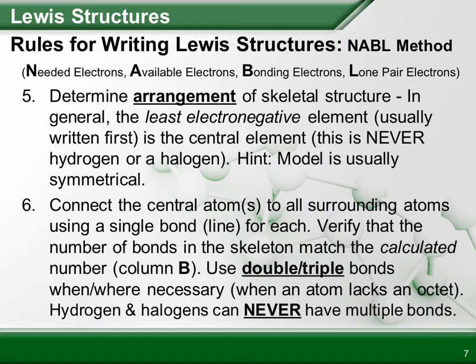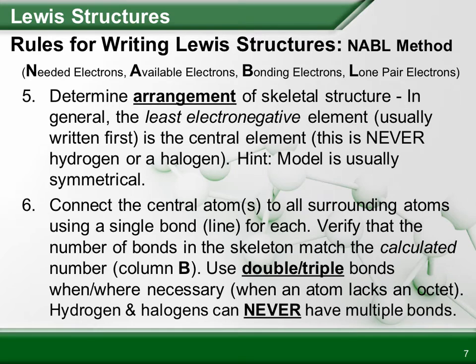Now that we've calculated the N, A, B, and L, we're ready to draw the Lewis structure. And the first thing we'll do is to determine the arrangement of the skeletal structure. How will we place the different elements of a compound? In general, the least electronegative element, which is usually written first, is the central atom.